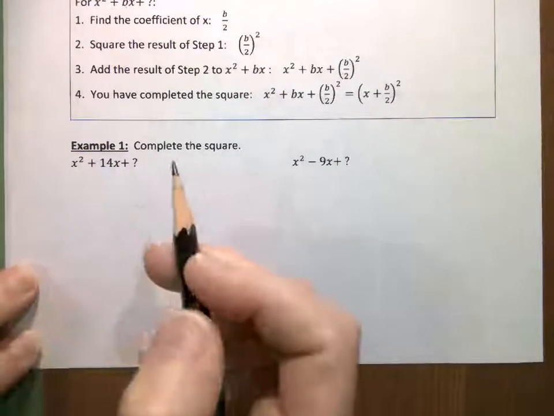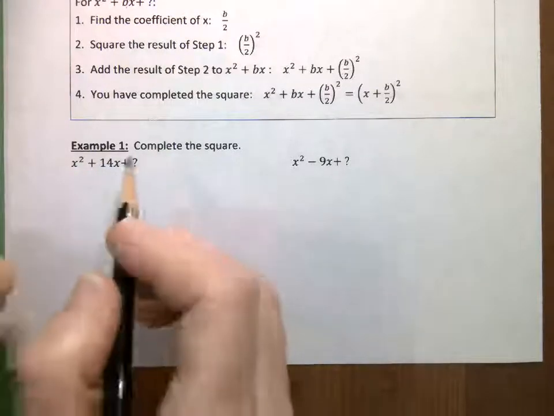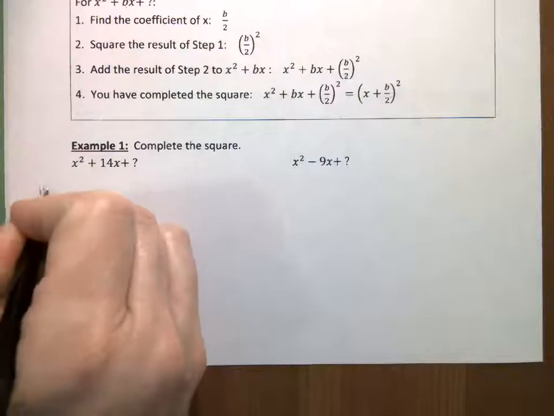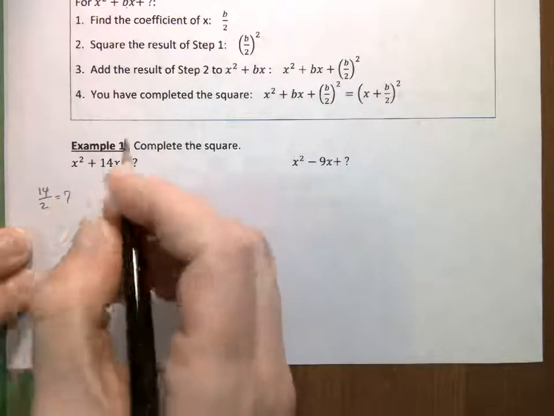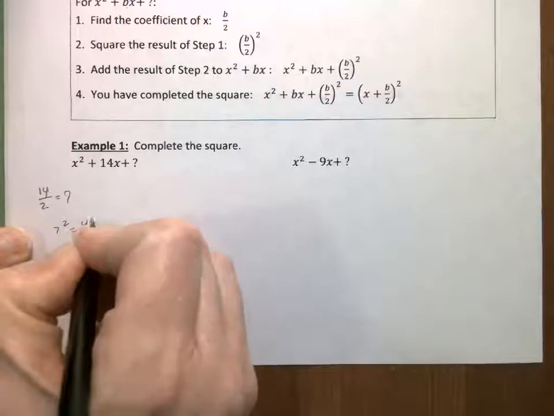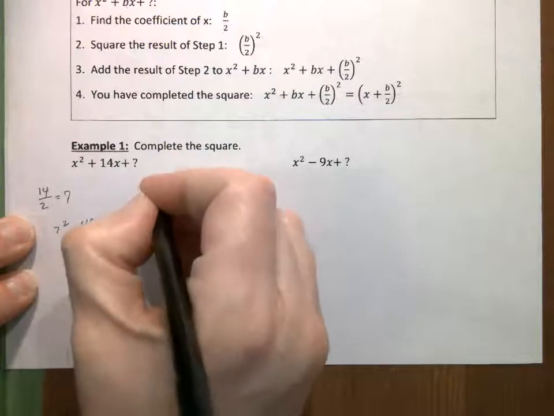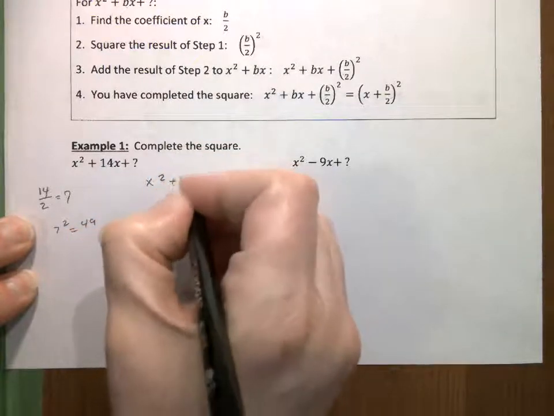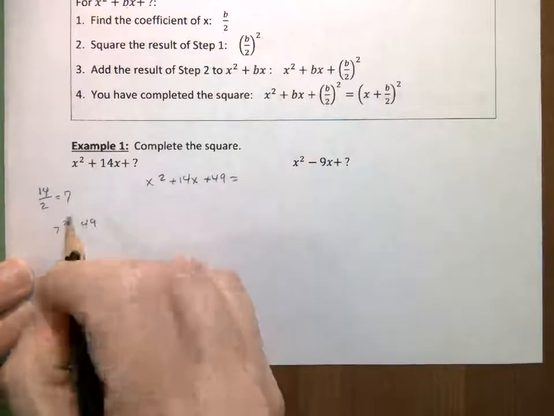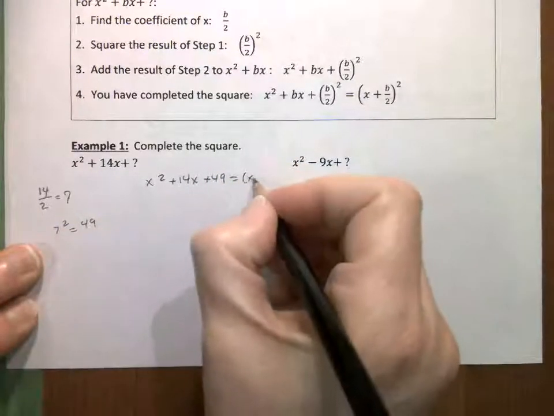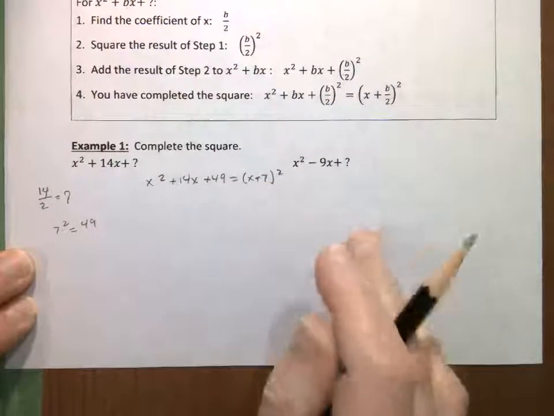Okay, I want to complete the square. I want to write this so that I have a perfect square trinomial. So I'm going to take 14, that's my b, and I'm going to divide it by 2, which is going to give me 7. And then I'm going to square 7, which is going to give me 49. So if I write this, I have x squared plus 14x plus 49. And that would be equal to x plus 7 squared. Whatever this was before I squared is what goes in the parentheses.